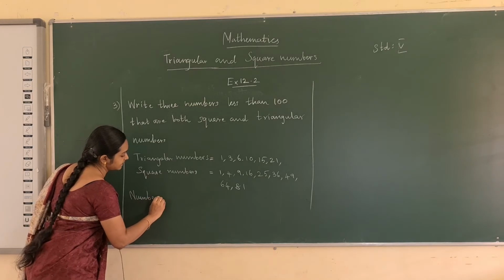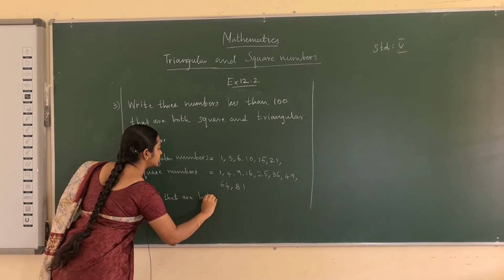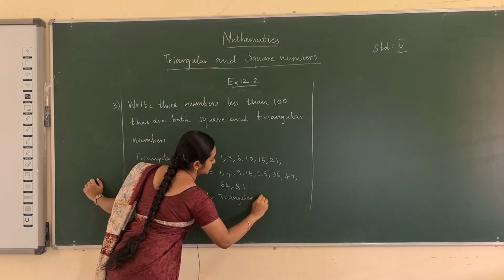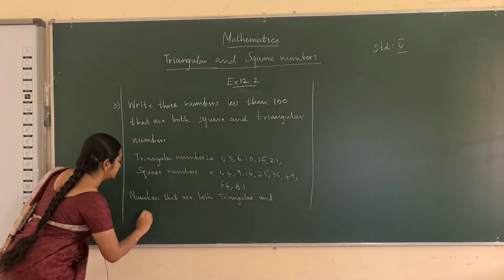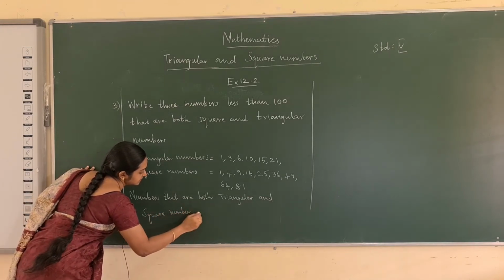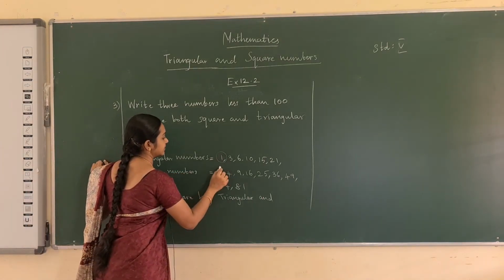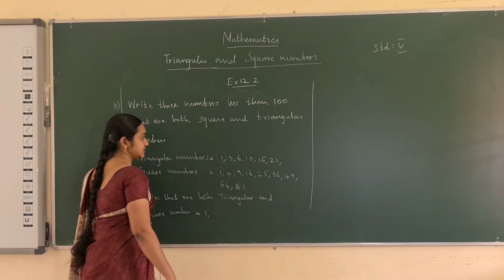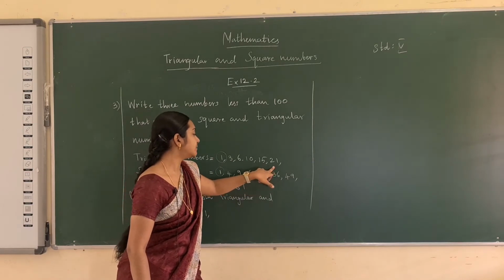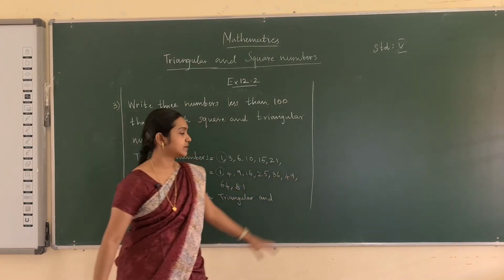Numbers that are both triangular and square number is equal to, first number 1 is a triangular and square number. Next we don't have any other numbers. Up to 21 we know that it is a triangular number. Now let us find numbers greater than 21.